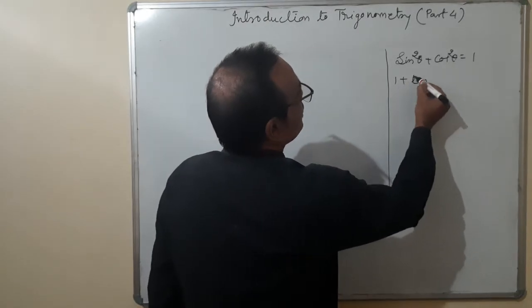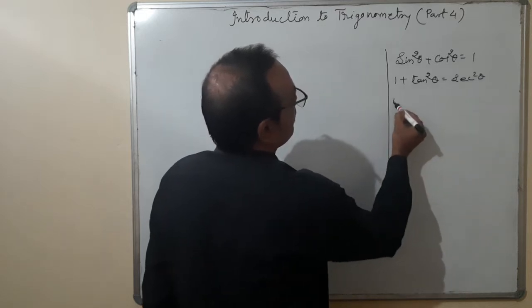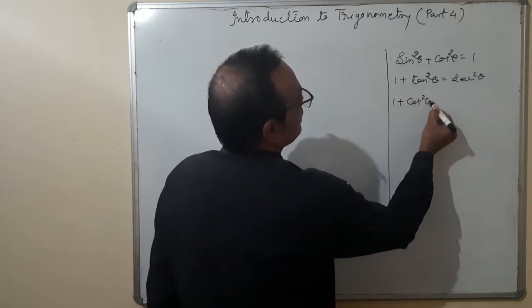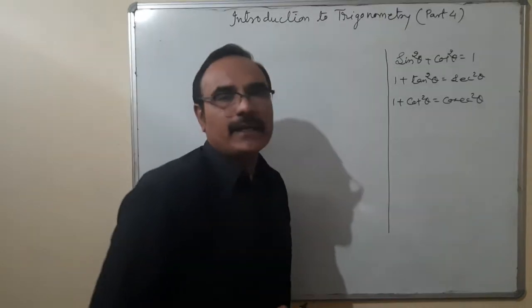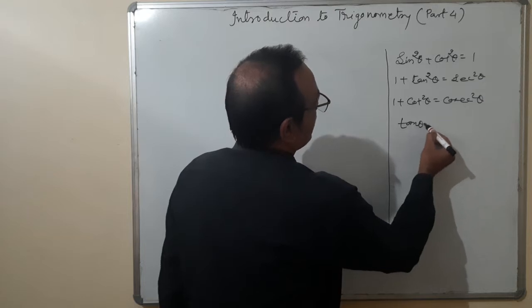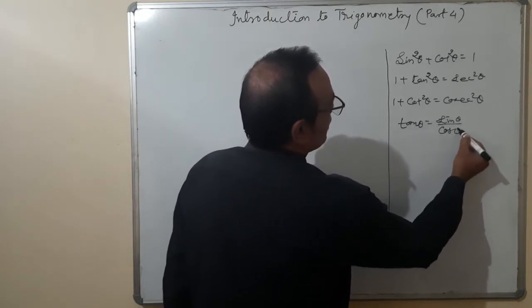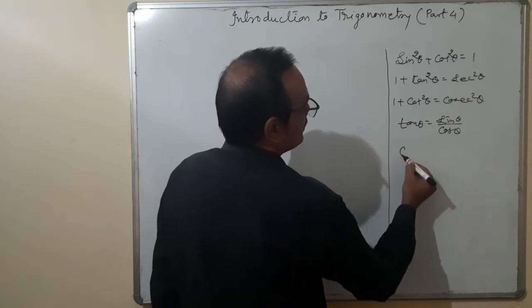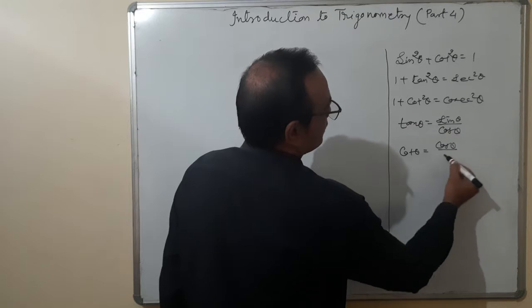1 plus tan square theta is equal to sec square theta, and 1 plus cot square theta is equal to cosec square theta. We'll use these three identities as well. Tan theta can be written in the form of sin theta upon cos theta, and cot theta is written in the form of cos theta upon sin theta.